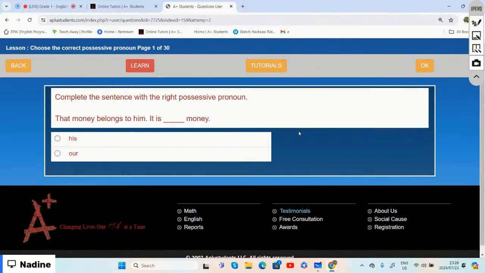all right, so we can then say, that money belongs to him. If something belongs to him, right, then we need to choose the correct pronoun, because remember we said that the pronoun takes the place of a noun. So if something belongs to him, do we say it is his money? Or do we say it is our money if it belongs to him? Do we say it is his money or our money?